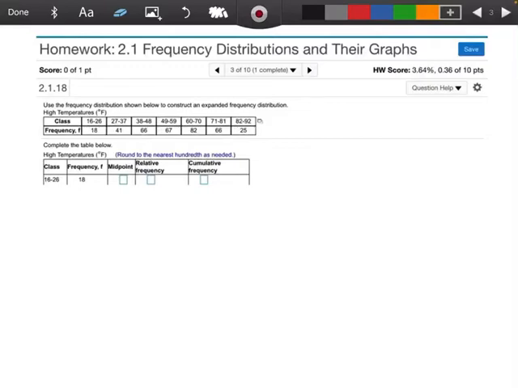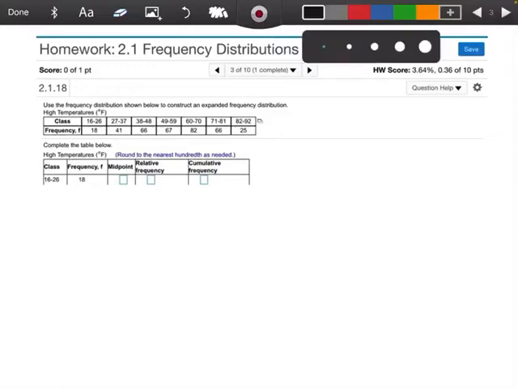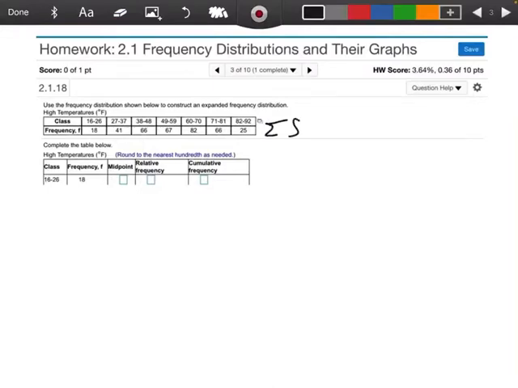All right, guys, this is number 3 out of 2.1. So let's see if we can figure it out here. It says, use the frequency distribution shown below to construct an expanded frequency distribution. The first thing I want to do is find the sum of my frequencies. I'm going to take these numbers here and add them all up. I did that a little while ago, and I came up with 365.